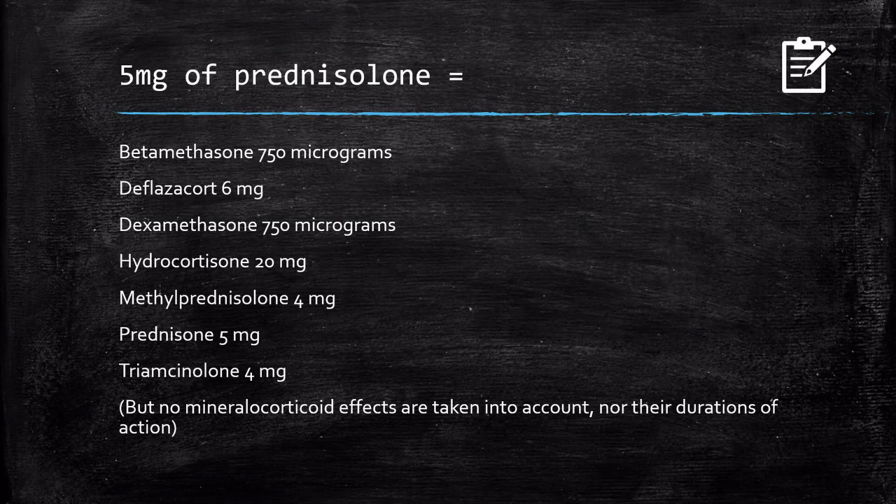Now, in terms of the 40 milligram prednisolone thing, here's some dose equivalency. So 5 milligram of prednisolone is equal to those. So if you need to, you can calculate if someone's taken a high dose for more than a week and if it needs to be weaned off rather than abruptly stopped.